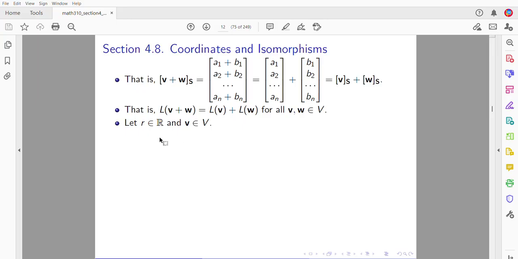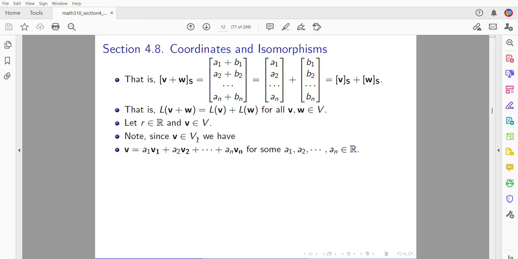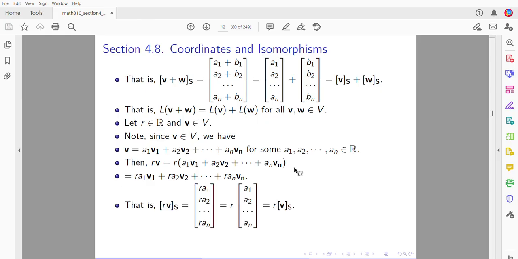Now let's try scalar multiplication. Let R be any real number, V be any vector. Since V is any vector, you may write it as a linear combination of V1 through Vn for some scalars A1 through An. That means if I multiply by R, this is scalar multiplication within V, it is R times this vector. But you know in V, scalar multiplication distributes, so R goes to each piece. So what do you get? RA1 through RAn are the coordinates of the vector RV.